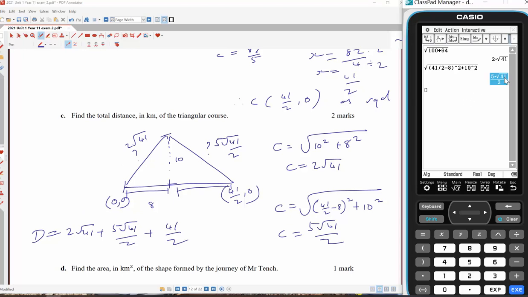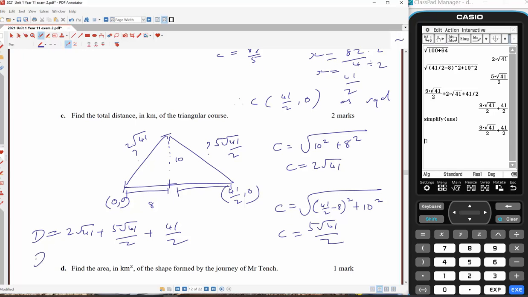Okay, so it's that plus that plus 41 on 2. Simplify that? No, that's the best we're going to get. Distance is 9 root 41 on 2 plus 41 on 2 km. Didn't need the unit because it was in the question.